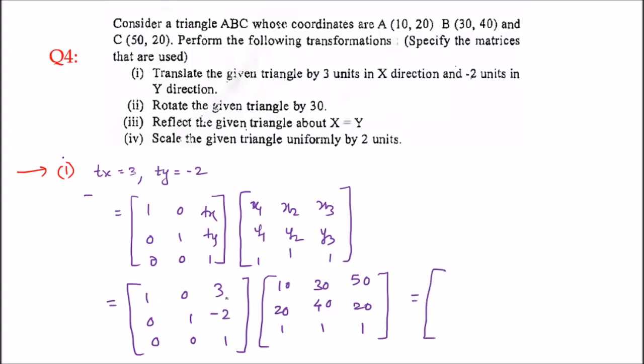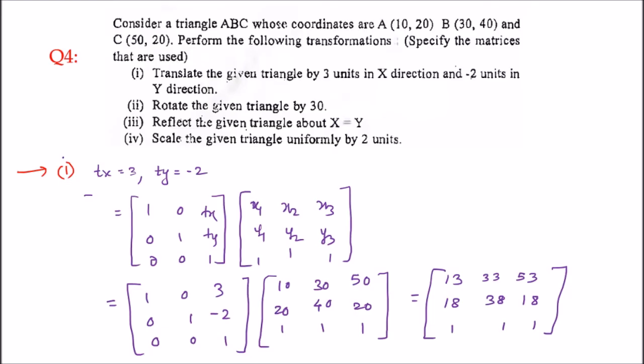1 into 10 is 10, 0, plus 3 is 13, then 33, 53. Next, 0 into 10 is 0, 20 minus 2 is 18, 38 and 18, then 1 1 1. So this is the value we got: 13 18, 33 38, 53 18. So you can plot it as shown earlier. This is the translation performed.